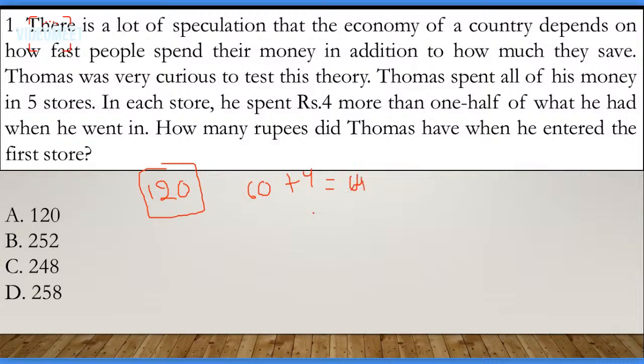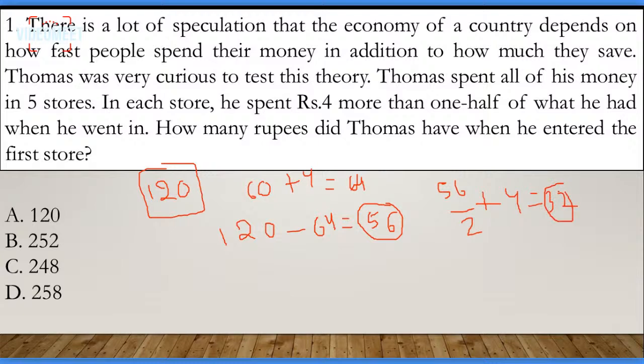That means he spent 64 rupees in store 1. How much is he left with? It is 120 minus 64, that is 56. That means when he enters the second store, he has only 56 rupees. Now again, what is the half of 56? That is 56 divided by 2, that is 28. 28 plus 4, that is 32. That means at the entrance of the third store he has only 32 rupees.